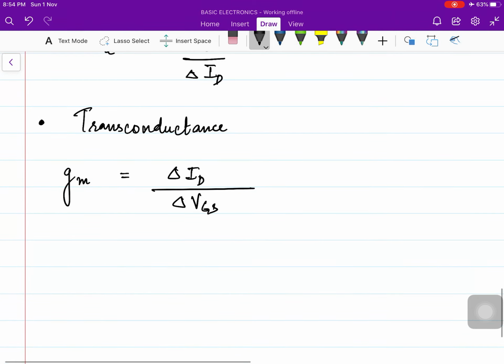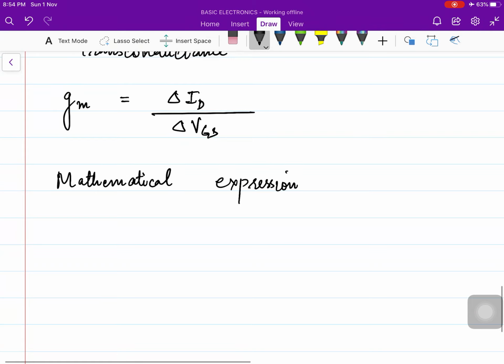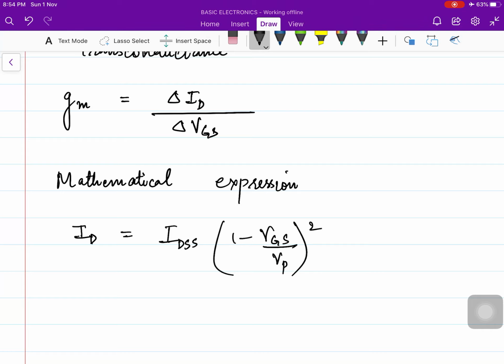So it is transconductance. You can also have a mathematical expression for it, because sometimes in numericals we have to use this mathematical expression. You can also use the Shockley equation here. What was the Shockley equation of JFET? We have learned it in the previous lecture. That was ID equals IDSS times (1 minus VGS upon VP) whole square.